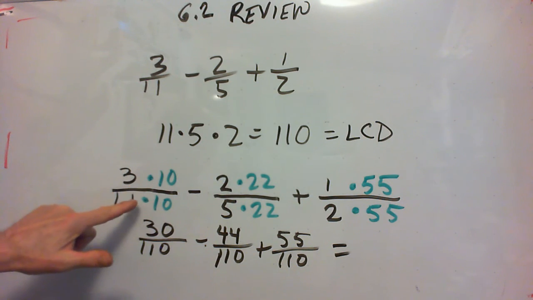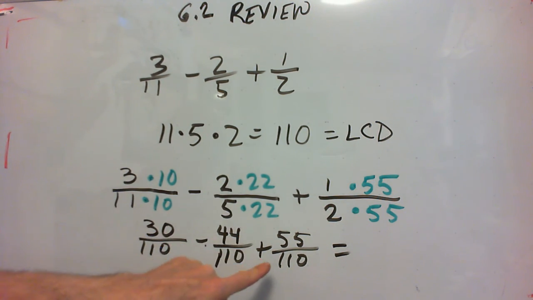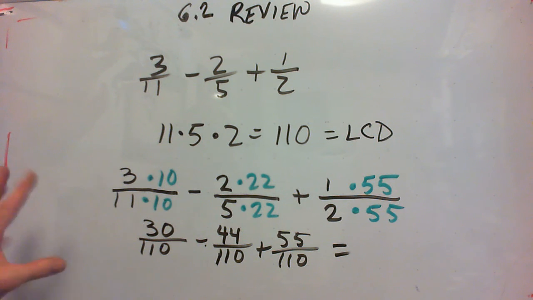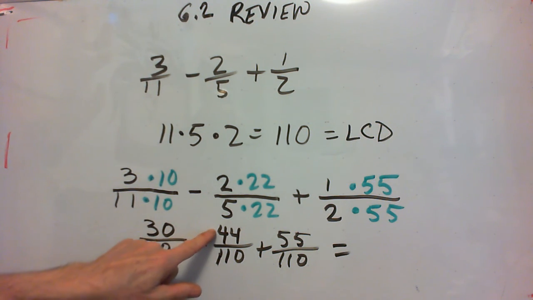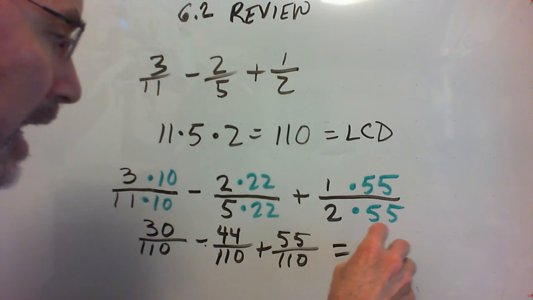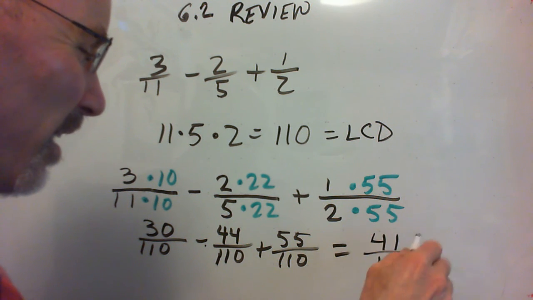So we get 30/110 minus 44/110 plus 55/110. Adding and subtracting from left to right, remember your order of operations. 30 minus 44 is negative 14. Negative 14 added to 55 is 41. So our answer is 41/110ths.